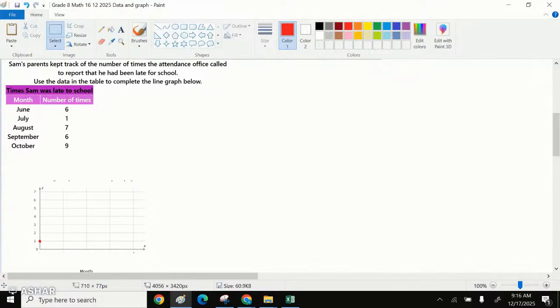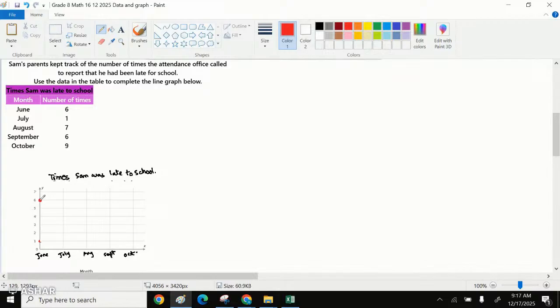The heading would be times Sam was late to school, right? Okay, so what we can do is remove this as well. Okay, look at the months. We start off with June. This would be July, August, September, and October. Okay, so in June, he was late for 6 days.